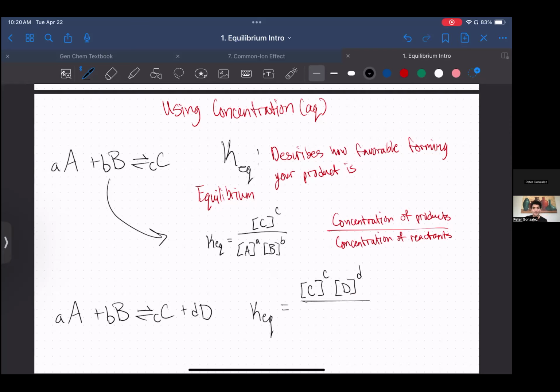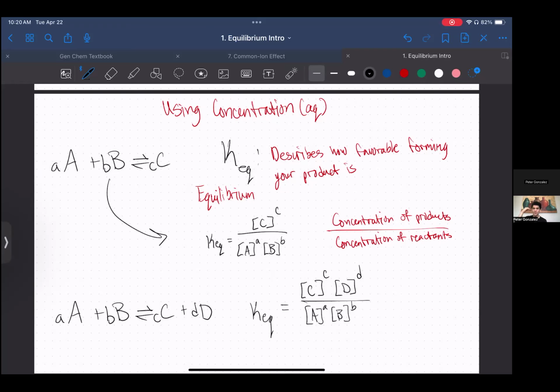And then the denominator, exact same thing. We'll have the concentration of A to the coefficient of A times the concentration of B to the power of B. This is one thing that was annoying the first time I had to learn it, but again, just keep writing it down, keep looking at it, and keep explaining to yourself why it is this way.